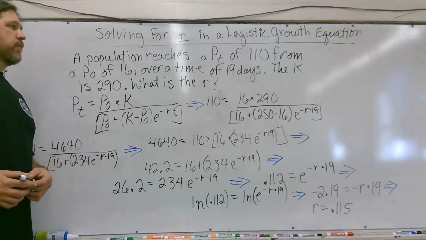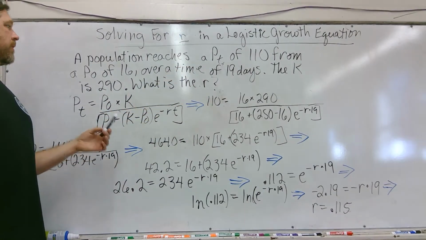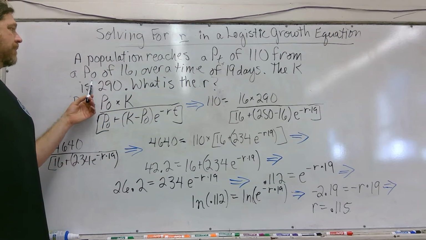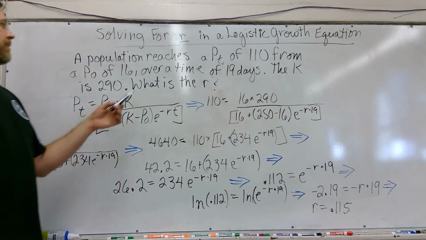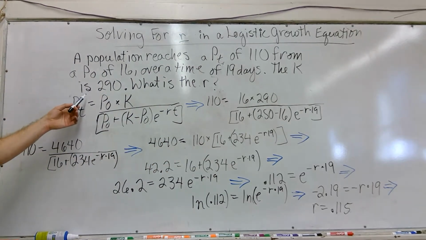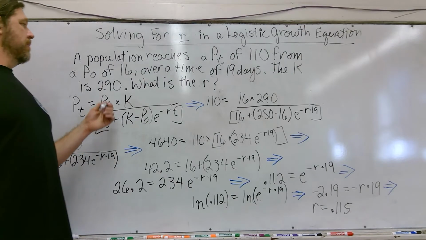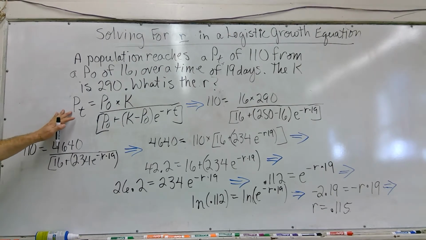A population reaches a final population over time of 110 from an initial population, P naught, of 16 over a time of 19 days. That's our T. The carrying capacity, K, is 290. What is the R? We could even just ignore what the meaning of these variables are, and we're just solving for an unknown. So here's the basic formal way of writing a logistic growth equation. There's others, but this is the one that we're using here.